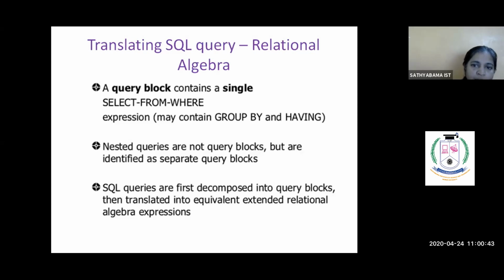So these should all be decomposed. A full SQL query must first be decomposed into query blocks. Only then should it be translated into equivalent extended relational algebra expressions. Imagine you have a complex query with multiple nested queries. Each subquery having a select from where condition will be considered a query block. Then every query block should be evaluated individually.